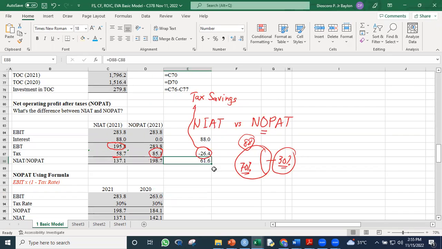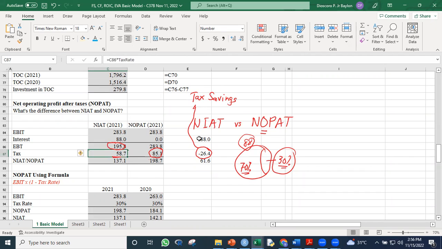Okay, and the difference between NIAT and NOPAT is 61.6. Now, why did this become 61.6 and not 88? Because if we just directly subtract, the difference would be 88. But we said that the use of debt is like a leverage. So it actually, in a sense, improves the operating leverage or the profitability of the firm because it reduces the tax rate.